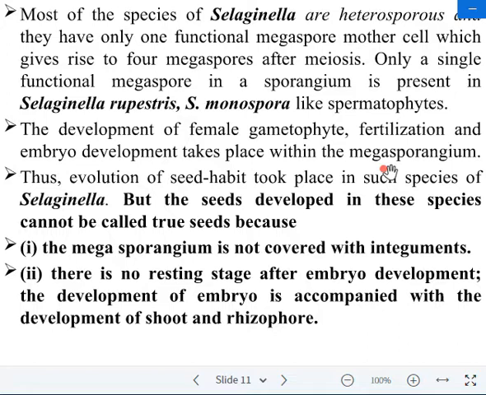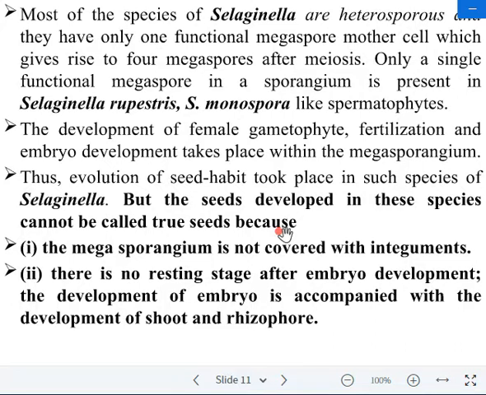So you may say that Selaginella has seed habit. Thus, evolution of seed habit took place in such species of Selaginella, but the seeds developed in these species cannot be called true seeds, because Selaginella represents the seed habit character, but in it, as you know very well, there is no formation of seed, only the plant develops from the embryo.